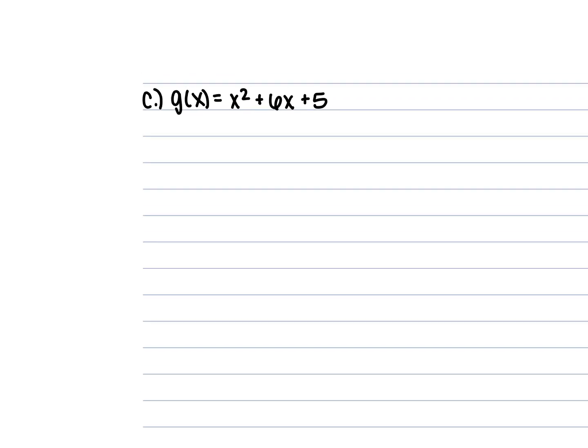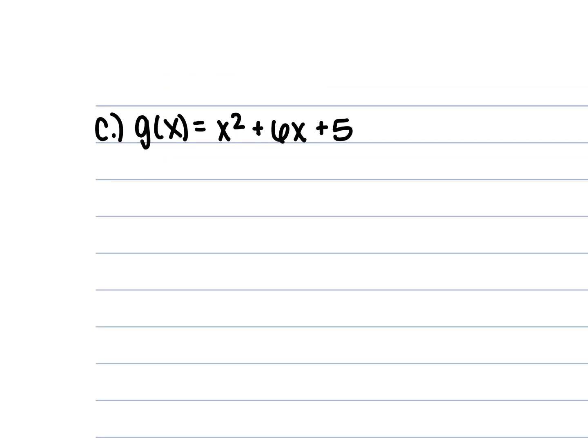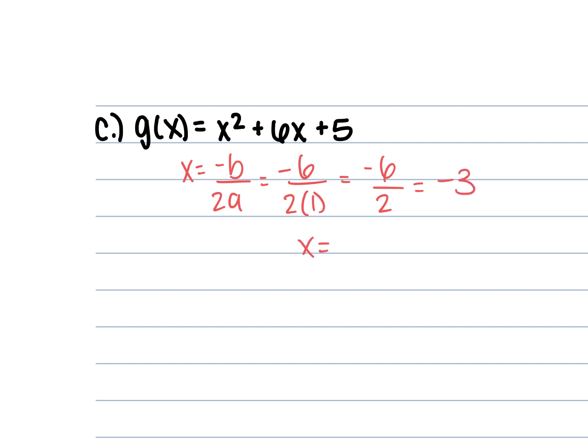To start, I plugged in the -b over 2a, and I got -6 over 2 times a. Then I simplified it. The a value is 1. Correct. So I got -6 over 2 times 1, and I simplified that to -3. That was my x value, so I plugged that back in. Hold on, David's going to take over from here.